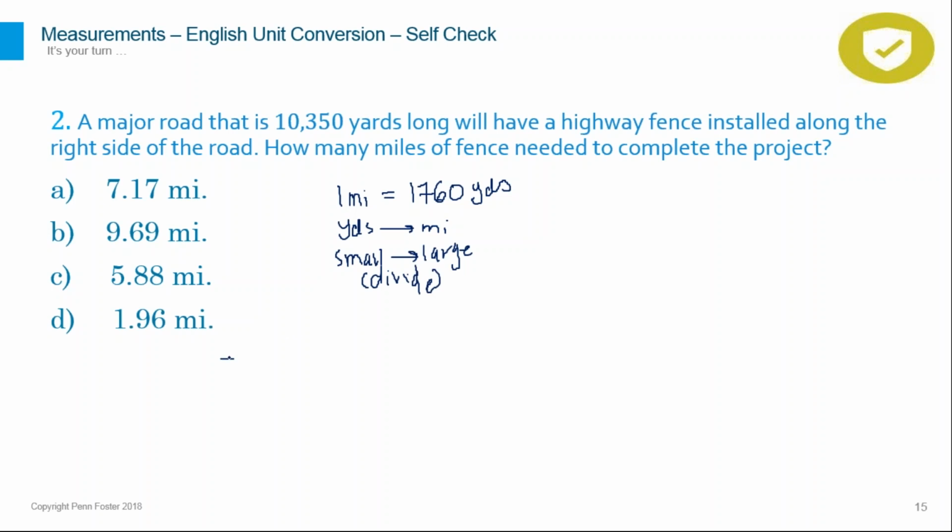So the number of miles of fence equals, we are going to divide 10,350 over the conversion factor, which is 1760. And that will give you how many miles long the fence would be, 5.88 miles. So the answer is C.